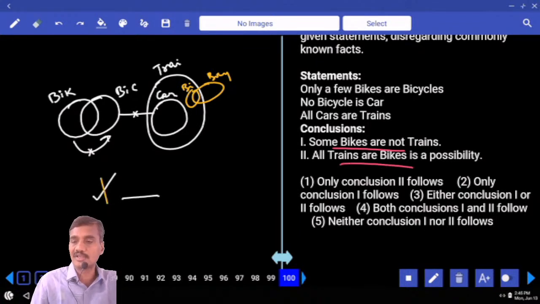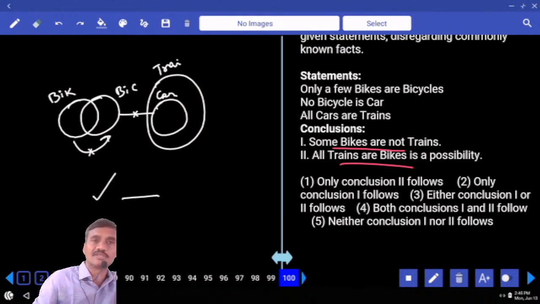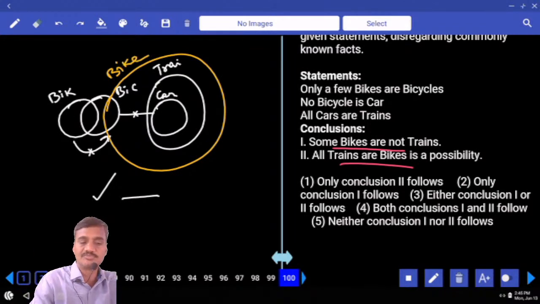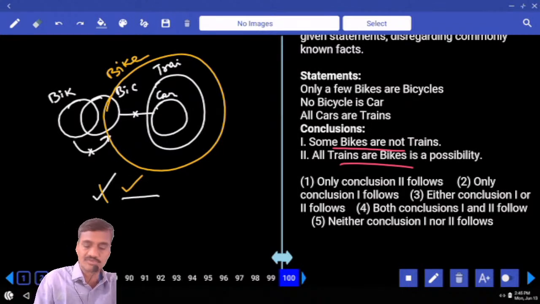And finally, all trains are bikes is a possibility. Trains అన్ని బైక్స్ అయ్యే ఛాన్స్ ఉంది అన్నాడు. ట్రైన్స్ అన్ని బైక్స్ అయ్యే ఛాన్స్ ఉందా? చెప్పండి, రాసుకోవచ్చా లేదా? ట్రైన్స్ అన్ని బైక్. Now bike and bicycle should be intersected. Now I am writing down this bike like this. And so all trains are bikes is possible. And so what is your answer? Only 2 follows. Only 2, that is choice 1, question number 100.